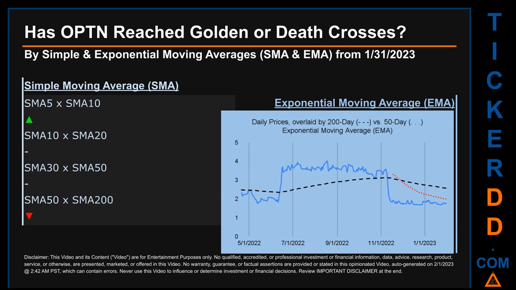For simple moving average, by comparing 50 to 200 days, we found a bearish death cross signal because the 50-day SMA crossed below the 200-day. Continuing with SMA, we looked across the 5 to 10, the 10 to 20, and the 30 to 50-day ranges to see if golden and death crosses had been reached. We found golden cross signal for the 5 to 10. We could find neither golden cross nor death cross signal for the 10 to 20, the 30 to 50.